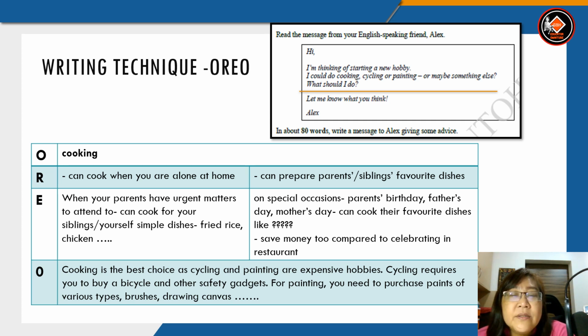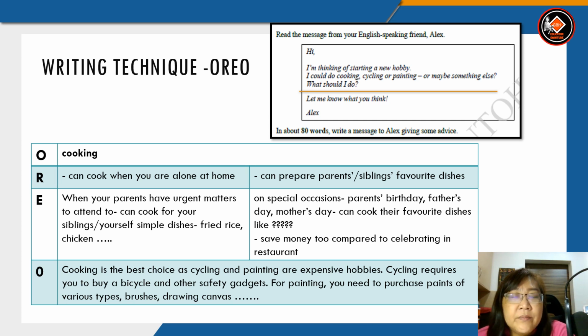Then for the second reason, you can say you can prepare your parents' or siblings' favorite dishes. Then you give the details or the examples: on special occasions like your parents' birthday, Father's Day or Mother's Day, you can cook their favorite dishes. Then you can also say you save money compared to celebrating in a restaurant.